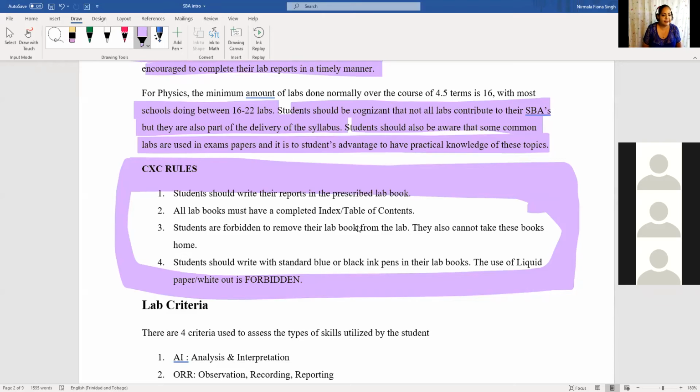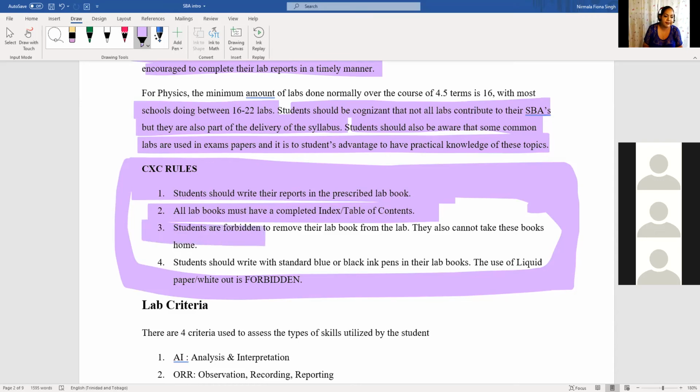Students should write their reports in the prescribed lab book. So this is why you all should have a lab book ready for me by Tuesday. If you didn't get one already, the weekend is here, go and get one. All lab books must have a completed index and table of contents. I will go through with you what that is on Tuesday.